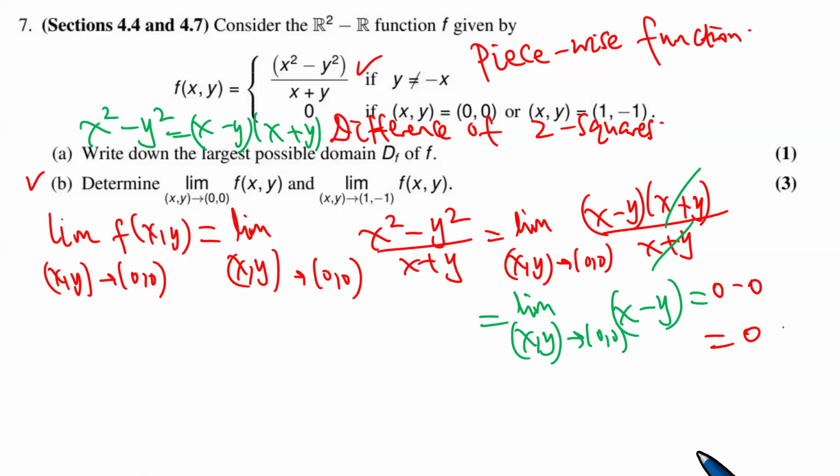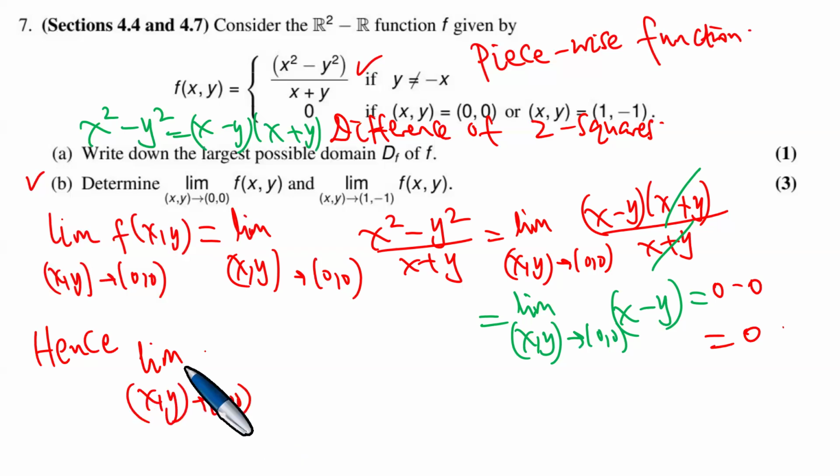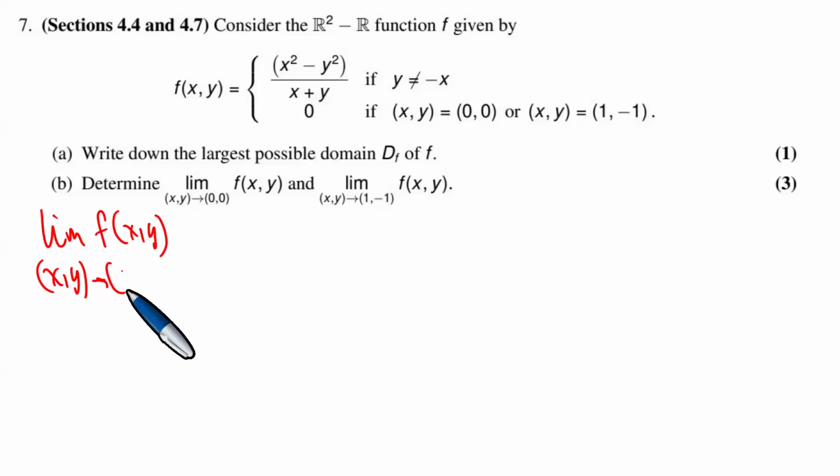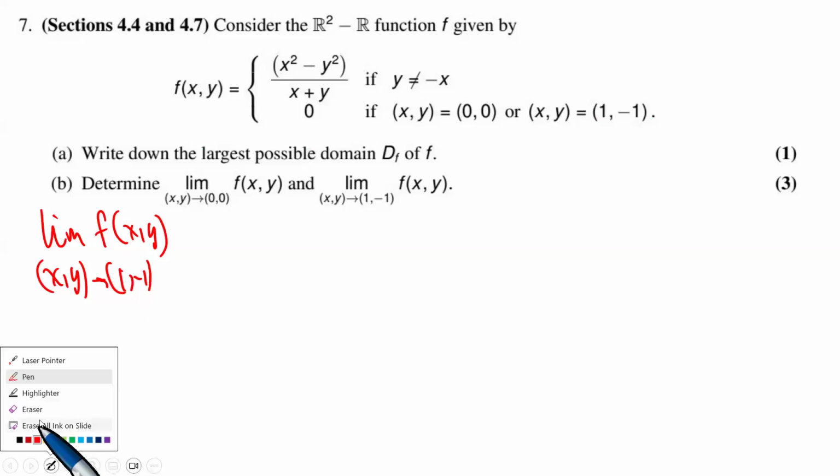Okay, and the examiner asked us, so we then say hence, the limit as x and y tend to 0, 0 equals 0. But the question has two limits, so we're also going to do the other limit, this one here, when x and y approach 1 and minus 1. So now we're going to do the limit as x and y approach 1 and minus 1.